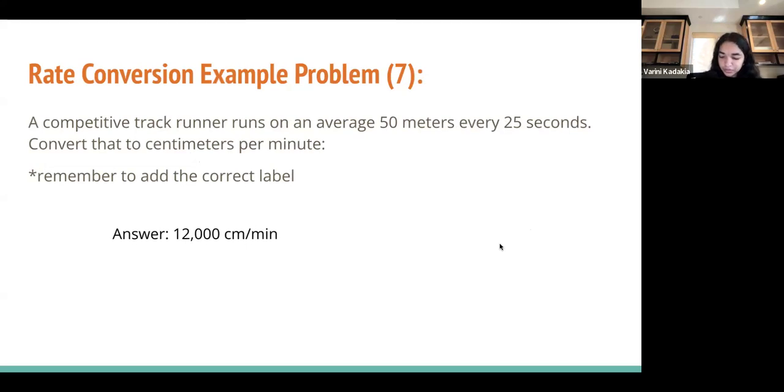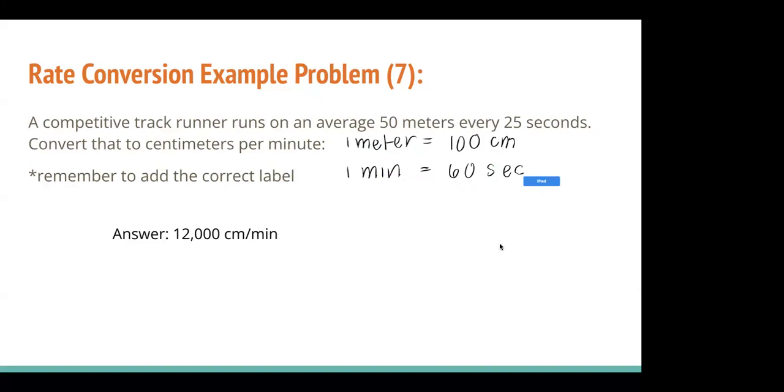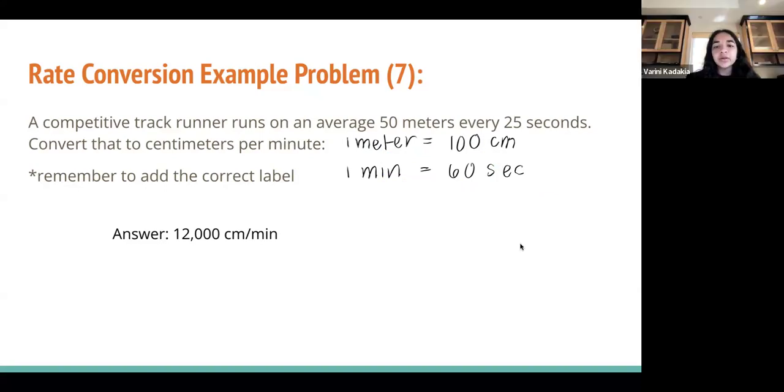So the conversions were 1 meter equals 100 centimeters, and then 1 minute equals 60 seconds, right? Okay. So the way you want to set this up is that we know our final units need to be centimeters per minute. So let's take this step by step.